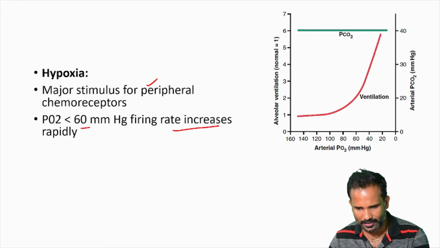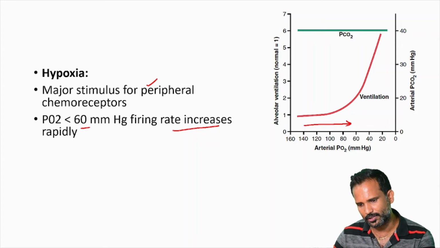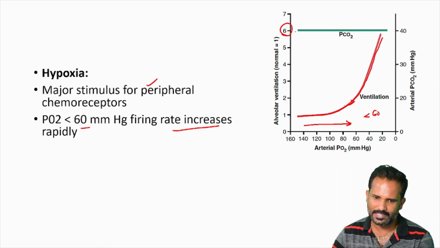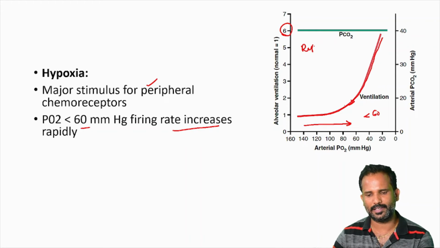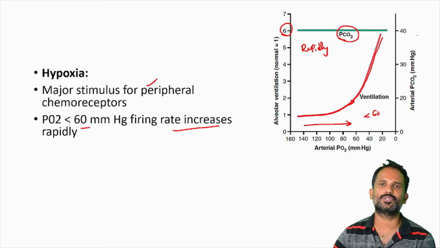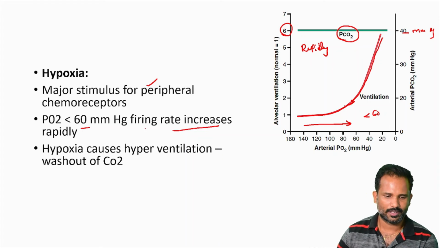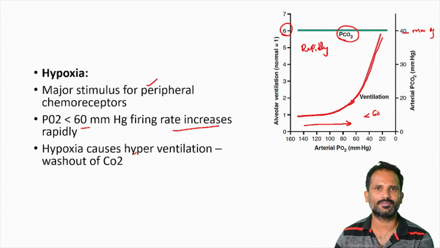If you see here, arterial oxygen saturation is getting lowered, but the firing rate or the ventilation is not much increased, up to 60. After less than 60, you can see that ventilation rate almost increased 6 times rapidly, and PCO2 is kept constant at 40 mmHg. So hypoxia causes hyperventilation, which causes washing out of CO2.